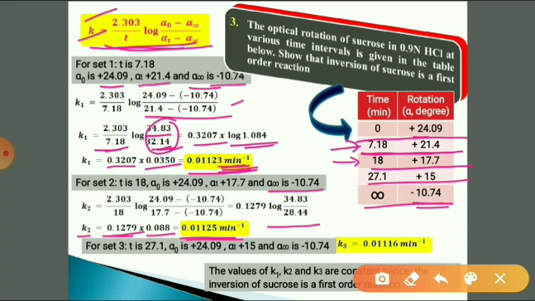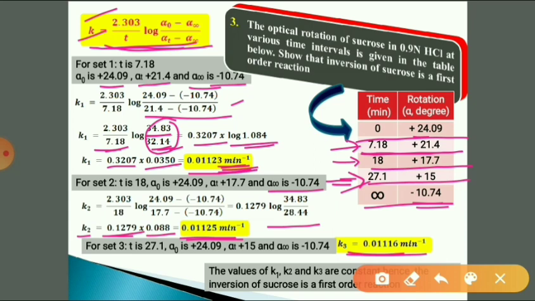Now for set 3, again we have to follow the same rule. For set 3, time is 27.1, alpha 0 is obviously plus 24.09, and alpha t is 15, and alpha infinity is minus 10.74. After all these values are substituted in the above equation, we get k3 equal to 0.01116 per minute. That is the value of k3 for set 3.